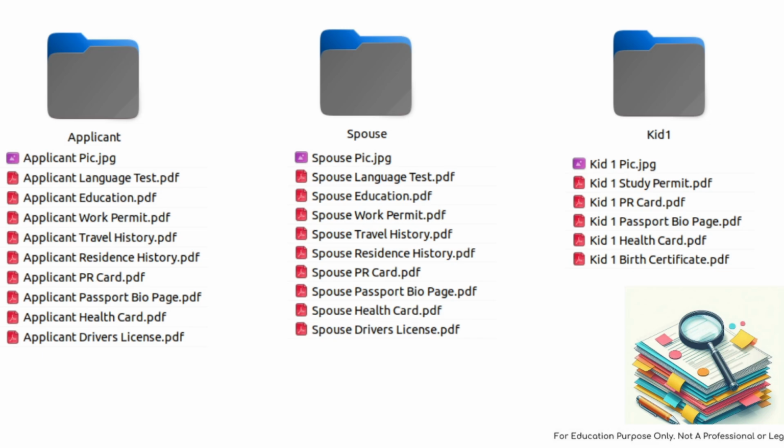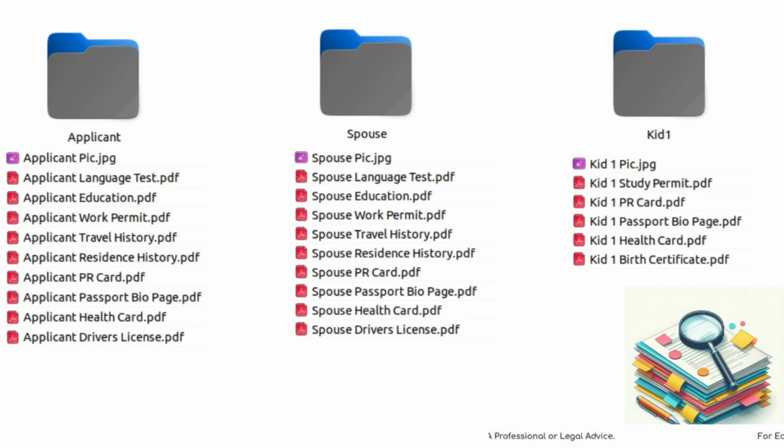For the main applicant, make sure you have your picture, your language test, your education details, your degree and mark sheets, all the copies of your work permit, and your full travel history. You can also save a copy of your physical presence calculator to access your travel history. You will need your residence history, where you have stayed in the last 5 years, and then your copy of your PR card, your passports, your health card, and driver license. These things are required for your secondary identification.